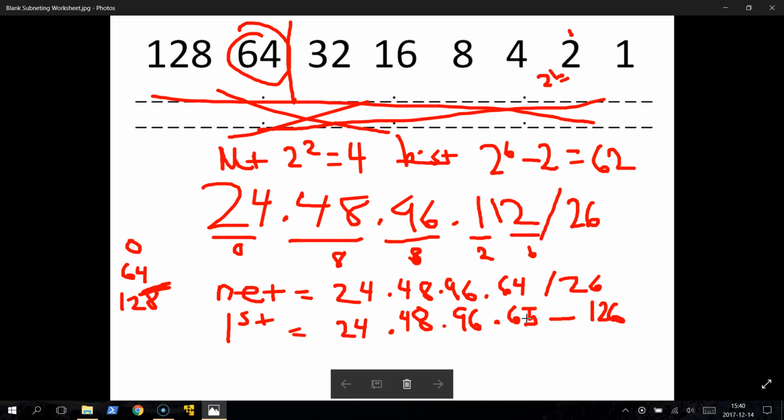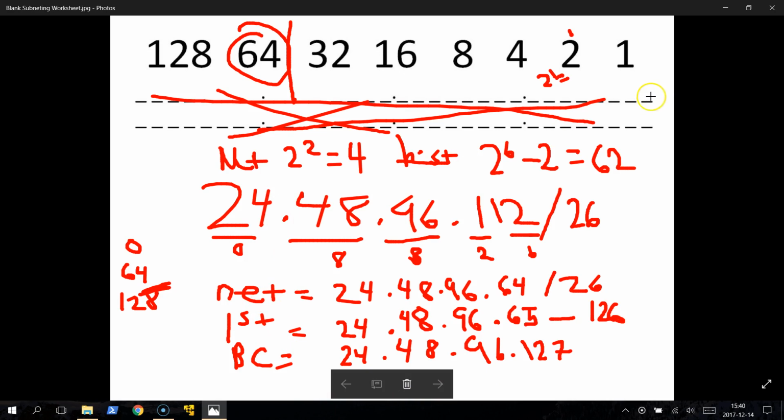Because how many hosts would that give me? Well, 62 hosts, including 65. If I counted all the way from 65 to 126, I'd have room for 62 hosts, and that's what our math tells us how many hosts we can have. All right, and finally our broadcast would be 24.48.96.127.